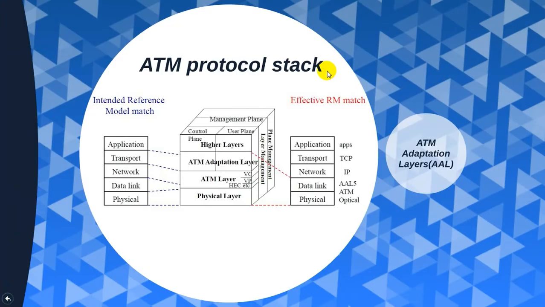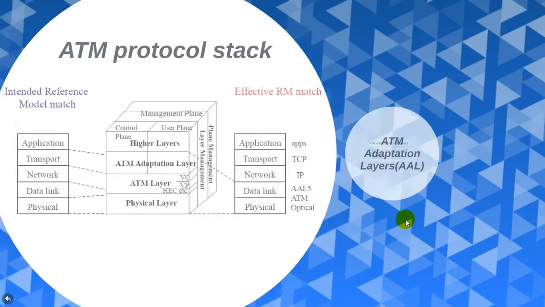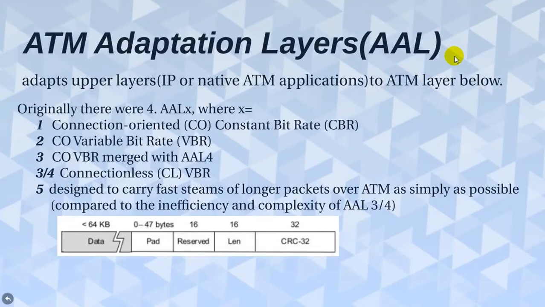Now let's move to the ATM protocol stack. The ATM adaptation layer and the ATM layer include transport, network, and data link. Let's first look at the ATM adaptation layers, also known as AAL. It adapts upper layers to the ATM layer below. Originally, there were 4 AALs. Here we will mainly talk about AAL5, which is designed to carry fast streams of longer packets over ATM as simply as possible. The format of AAL5 is shown by this graph.